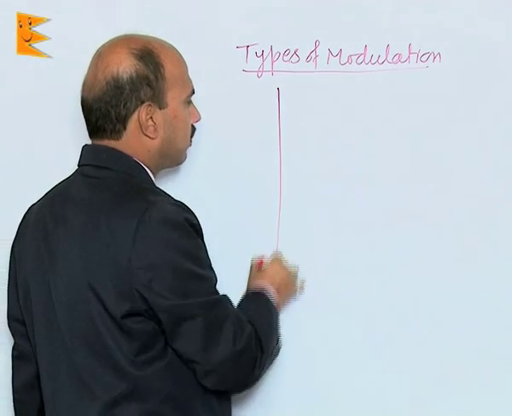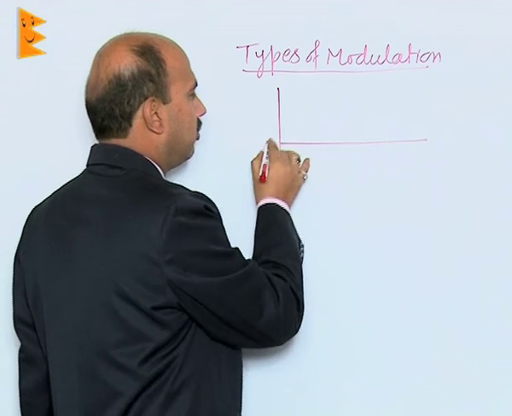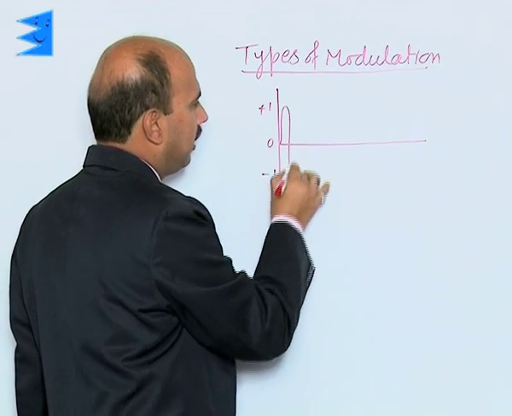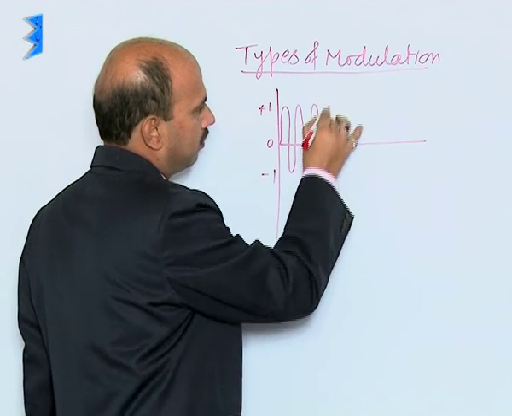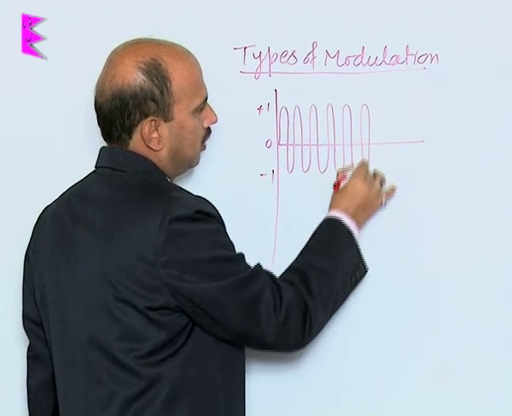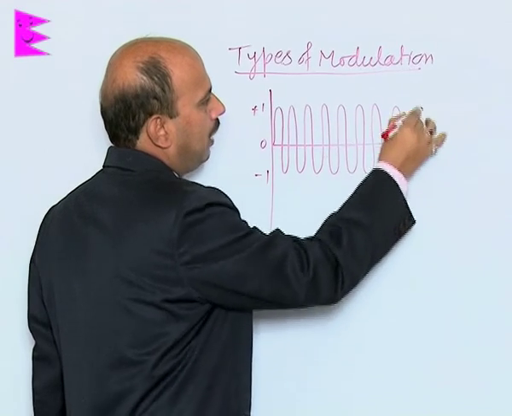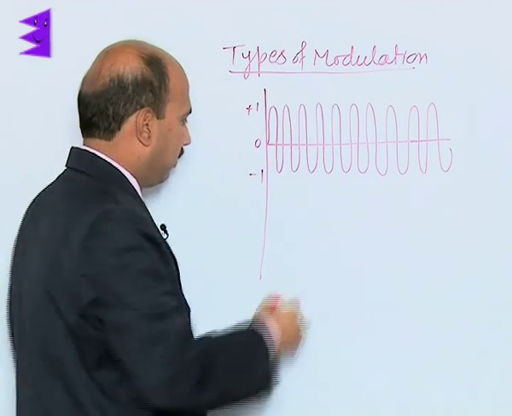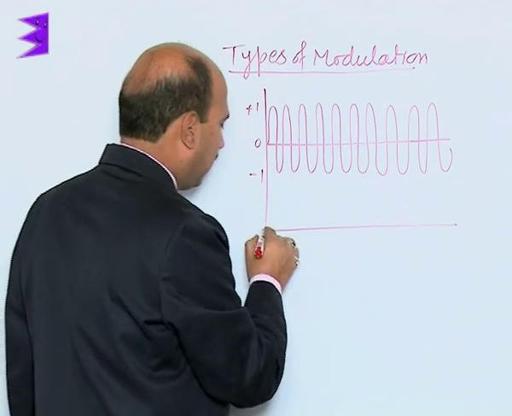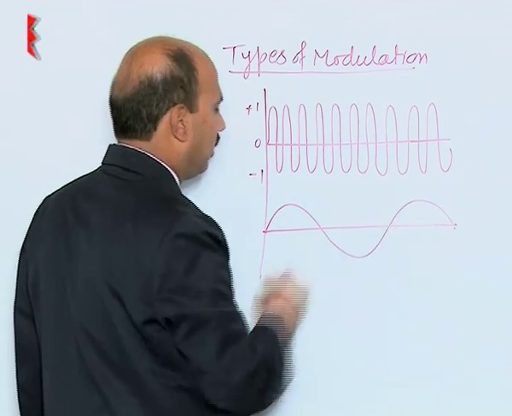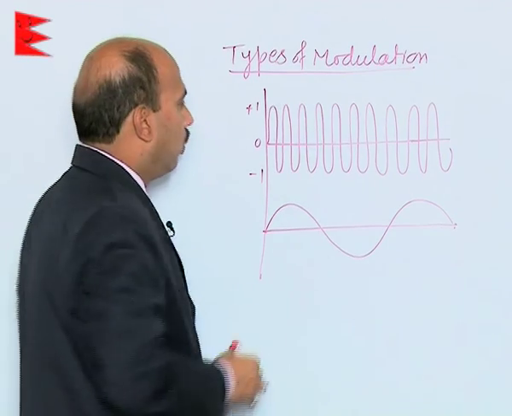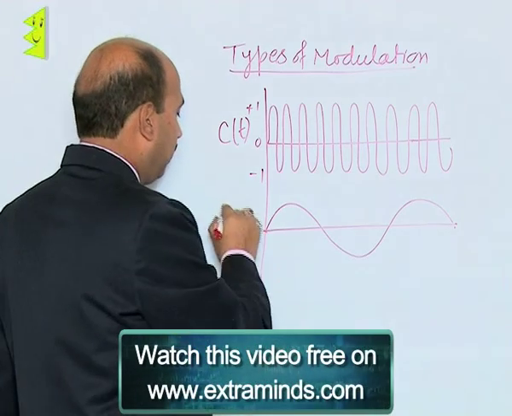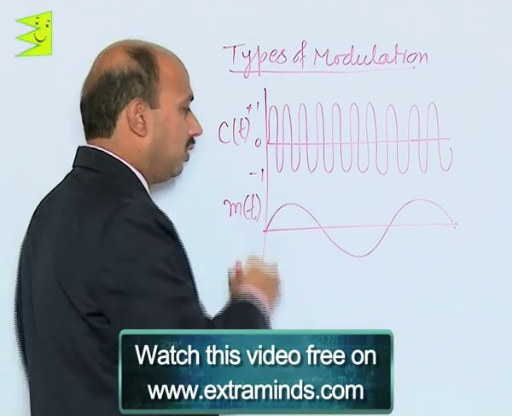Now see, suppose there is a signal, this is 0, and 1, minus 1, plus 1. This is a carrier wave. The carrier wave has a very high frequency. Now the signal we take, which has to be modulated. We represent the carrier wave by C(t), the displacement at any time t. Here this is M(t), that is the modulating signal.